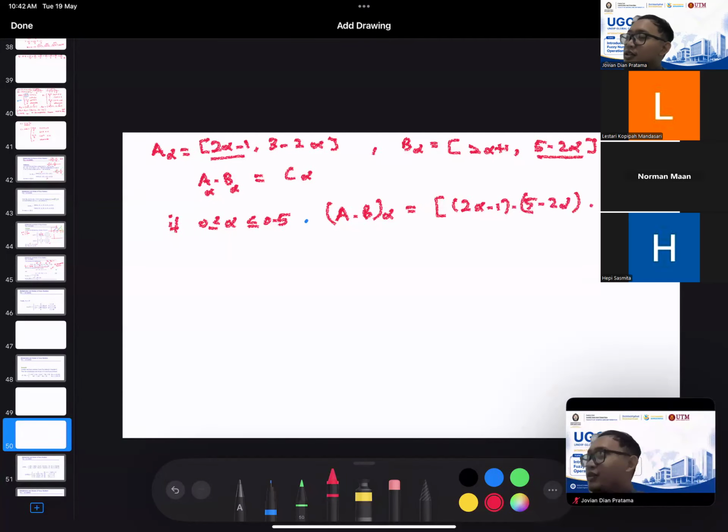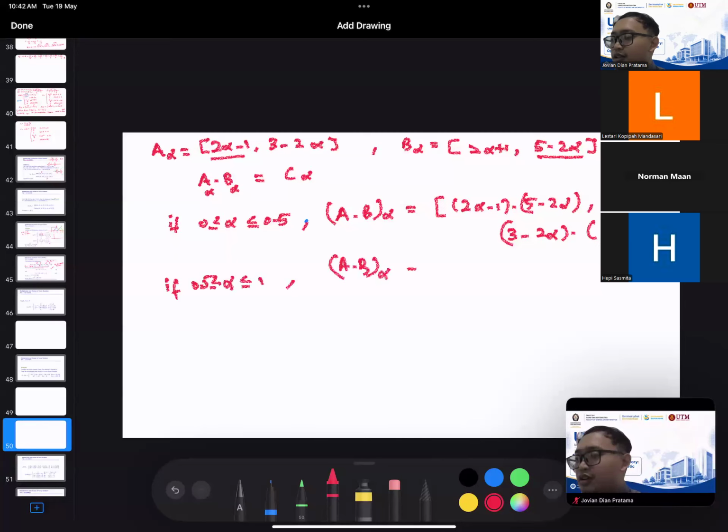Okay. And then for the upper bound, the same thing, I think this one is quite straightforward, where you'll get this one multiplied with 5 minus 2 alpha again. But if your alpha is between 0.5 to 1, the combination is different, where you still can use 2 alpha minus 1 here. Sorry, yes, 2 alpha minus 1. But now you need to multiply with this one.